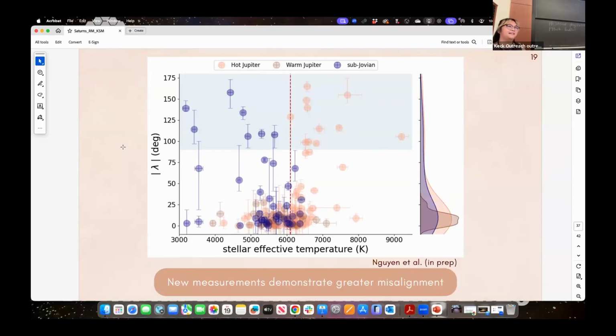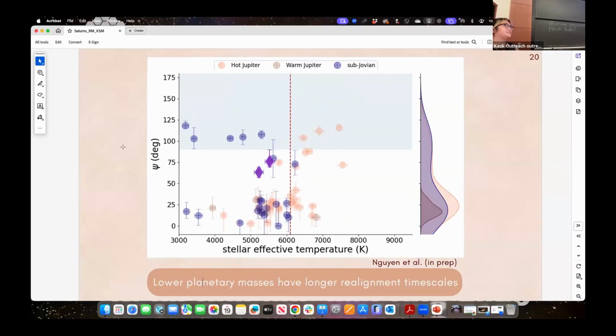So let's put these measurements back in the plots from the beginning for more context. We can see that these new measurements contribute to a growing sample of misaligned sub-Jovians. So our new measurements are here. And this is especially noticeable if we instead compare stellar effective temperature versus psi. So our 2 new measurements are here, and you can see that these 2 new measurements greatly add to the sample of misaligned sub-Jovians. Another important thing to note is that there is this bimodality on the right side here, which agrees with Albrecht et al.'s 2021 paper on the preponderance of perpendicular planets.